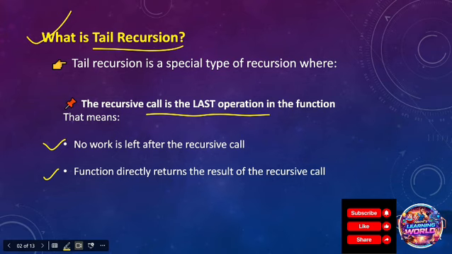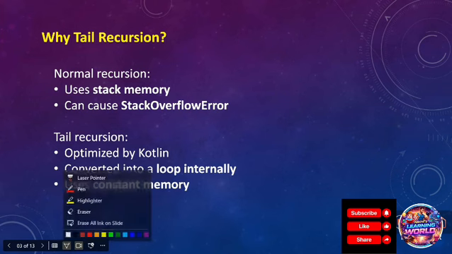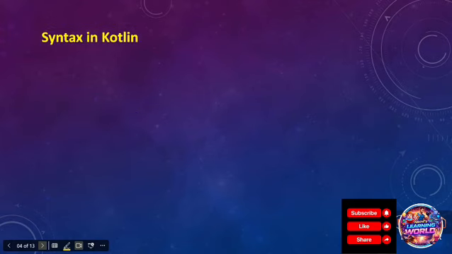It's very simple, you will see, but before that, why do we need tail recursion? Normal recursion uses stack memory and can cause overflow errors. That's the reason we use tail recursion. Tail recursion is optimized by Kotlin and converted into a loop iteratively, using constant memory.